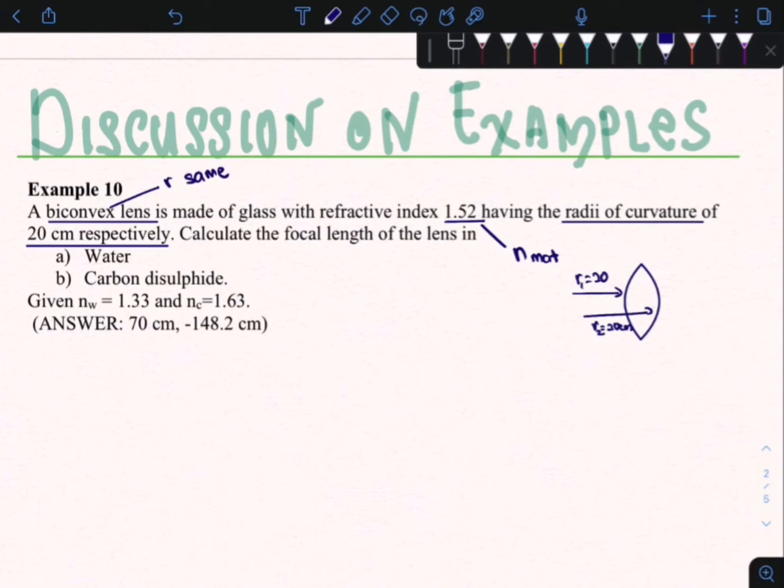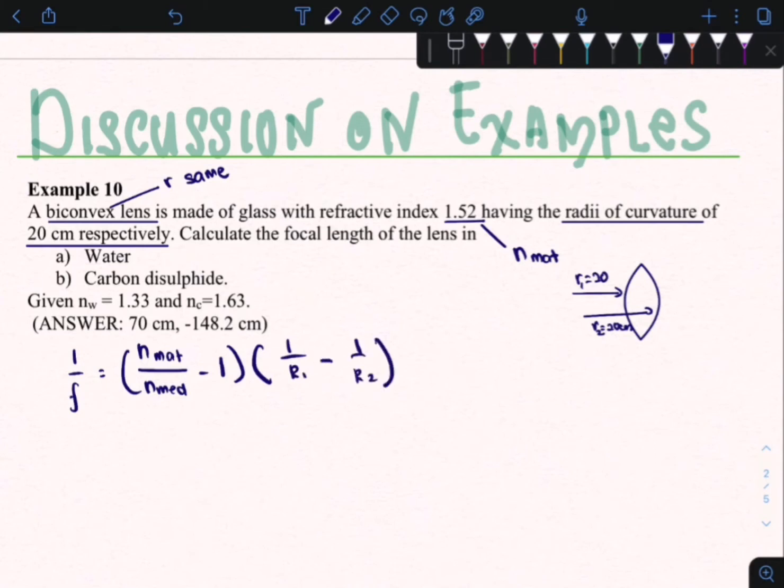Alright, so calculate the focal length when we have two different media where our lens has been immersed, in the water and also in the carbon disulfide. So we're going to use the lens maker equation, which is 1 over F equals N material divided by N medium minus 1, multiplied by 1 over R1 minus 1 over R2.